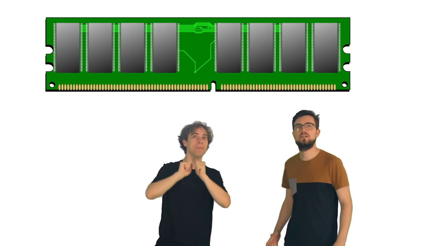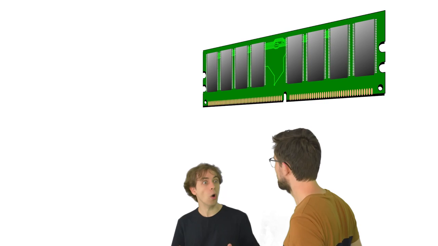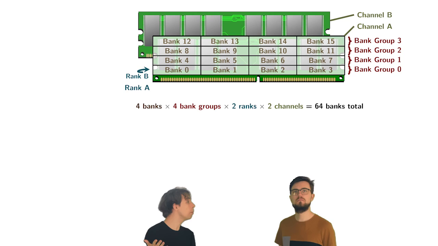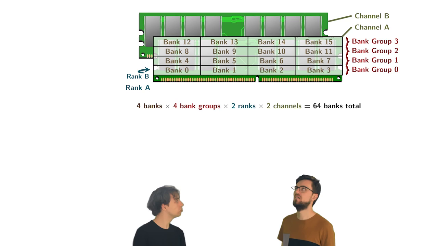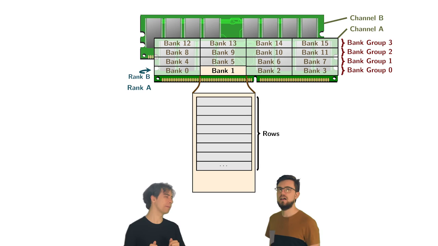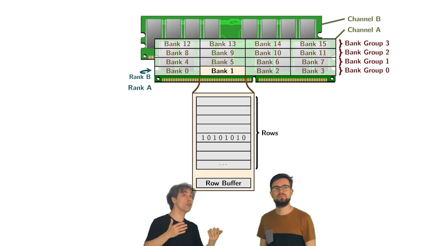Here's a DRAM. Oh, I remember that. Yeah, so the DRAM is organized in banks, grouped into bank groups, ranks, and channels. And on DDR4, for instance, you would have something like 64 banks split over all these channels, ranks, bank groups. For parallelism, right? And within each bank, you then had these so-called rows. And the row buffer at the end. And when accessing a row, it is buffered in there, in the row buffer.